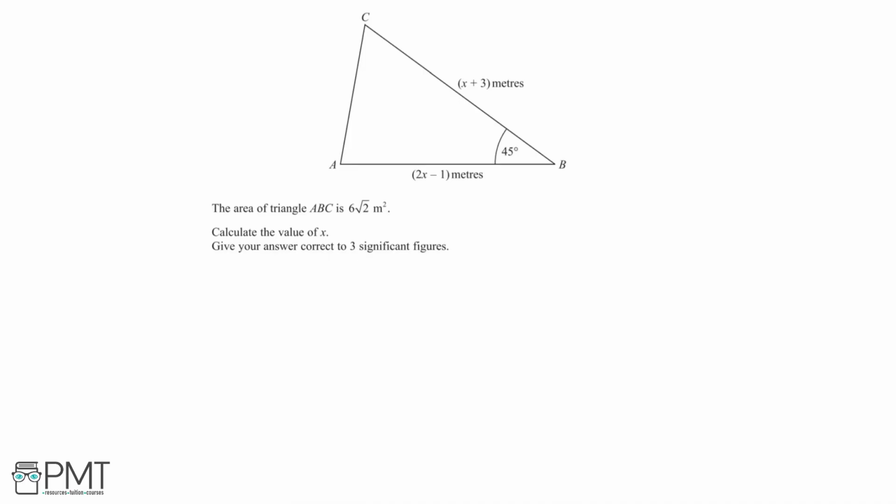In this question, we're given a triangle ABC, and we're told that the area of triangle ABC is 6 root 2 meters squared. And now we need to calculate the value of x, giving our answer correct to 3 significant figures. Now we know that the area of a triangle is half ab sine C. Now we can label line AB as a, line CB as b, and the angle C as 45 degrees.